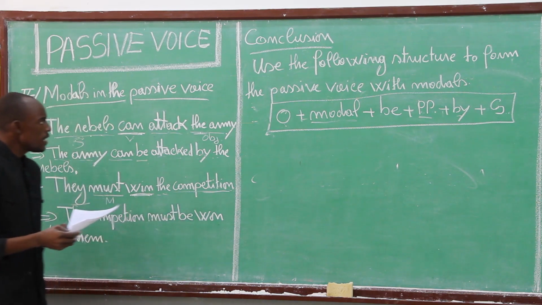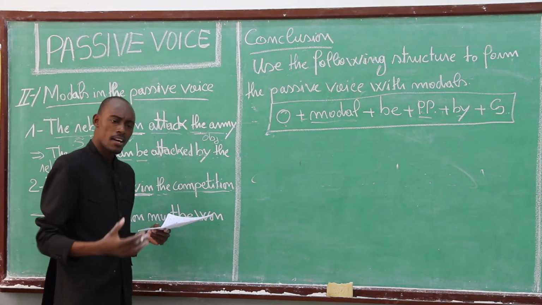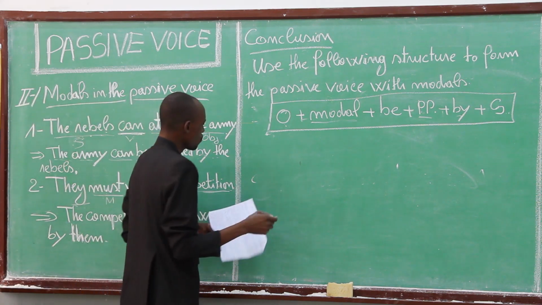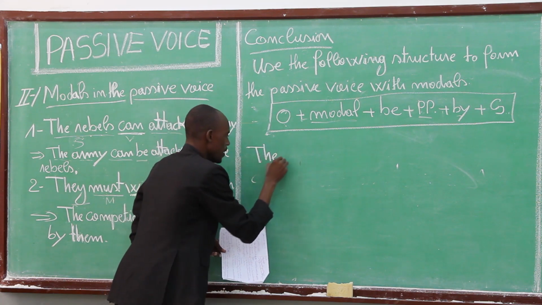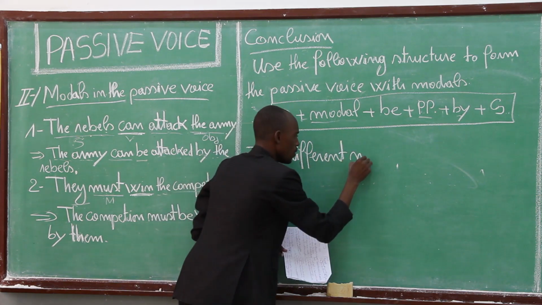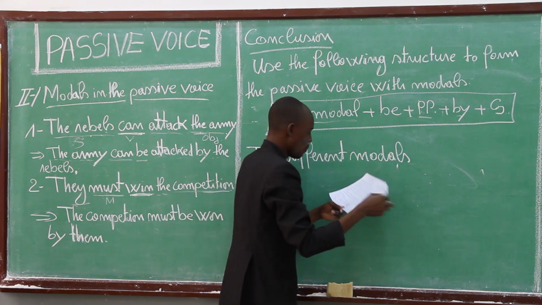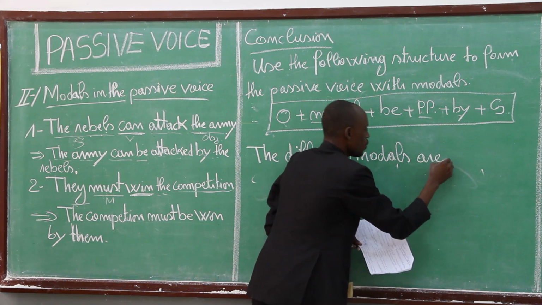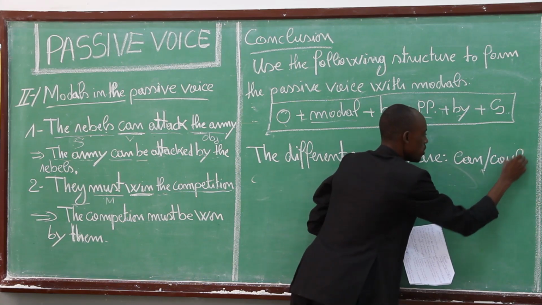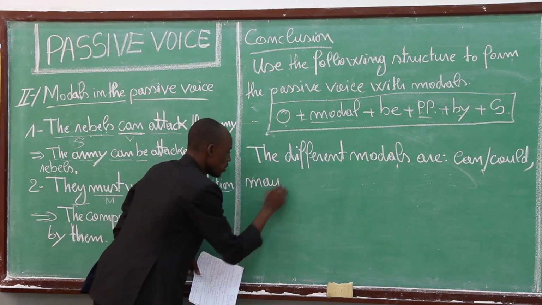Now, let's cite some different modal verbs. The different modals or modal verbs are: can or could, may or might.